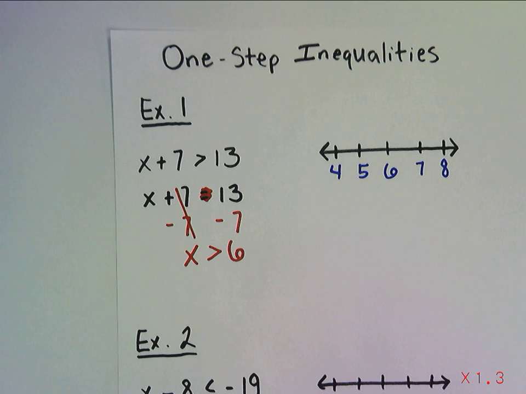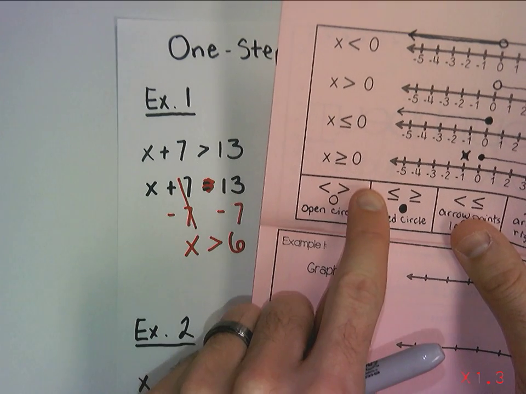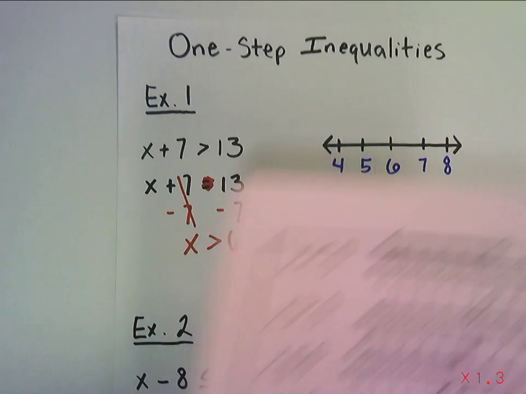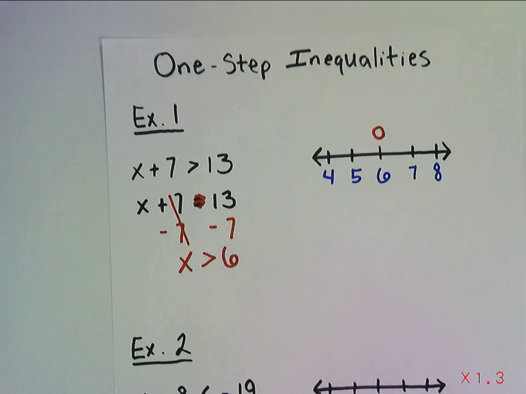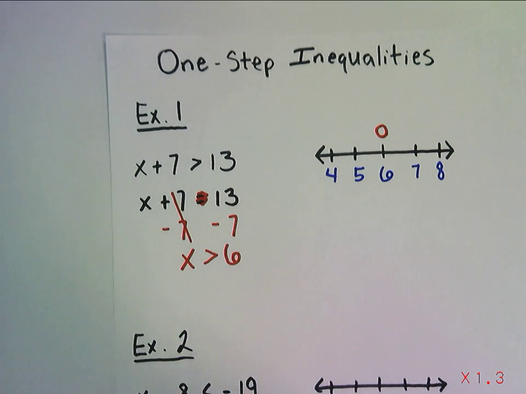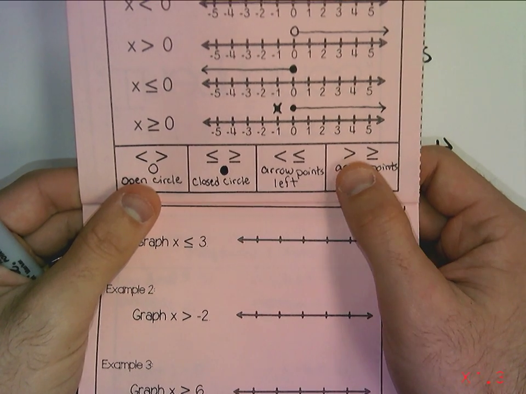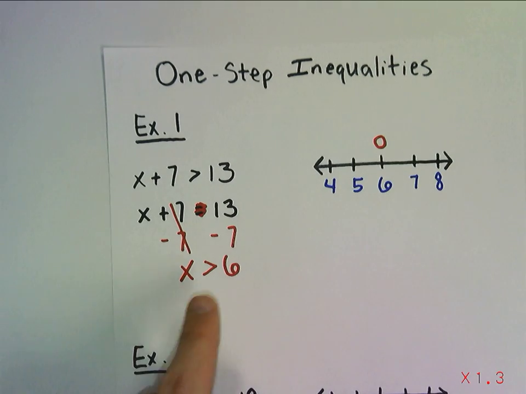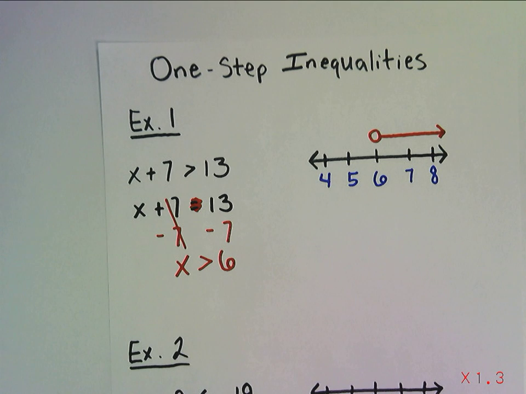So let's interpret this now before we graph it. If we go back and look at this here, we have a greater than symbol. So we need an open circle at 6. Open circle at 6. And it says x is greater than 6. So my arrow should point to the right because it's a greater than symbol, and it's any number bigger than 6 that will make this inequality true. So to graph that, it would look like that. X is greater than 6.